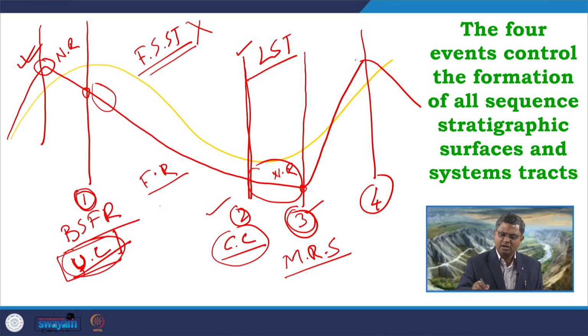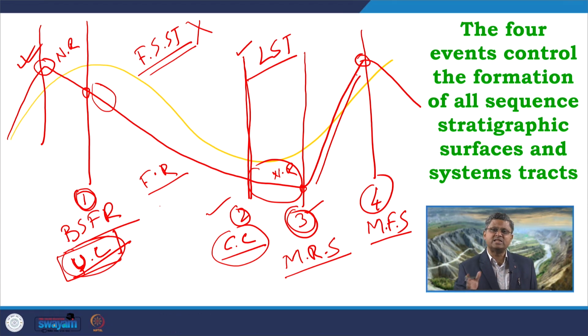So, that transgression will continue up to this point, which demarcates again a turnover in terms of change from transgression to the start of the next regression. So, this particular surface, surface number 4 or boundary 4, is identified as the maximum flooding surface, MFS, and the package of strata formed during this phase of shoreline shift, which is definitely a transgression, that package of strata formed over here is identified as a transgressive system tract or TST.